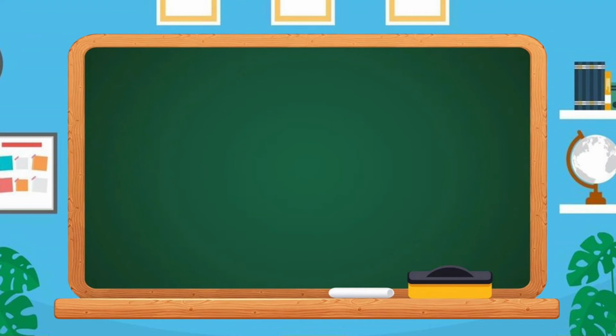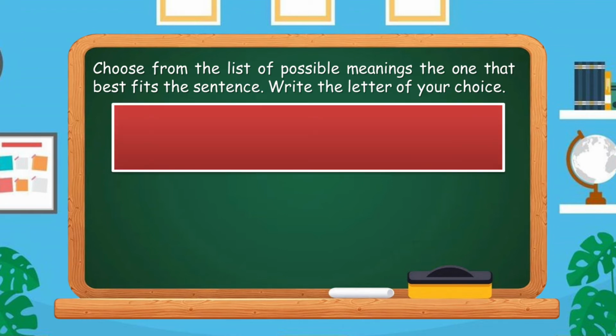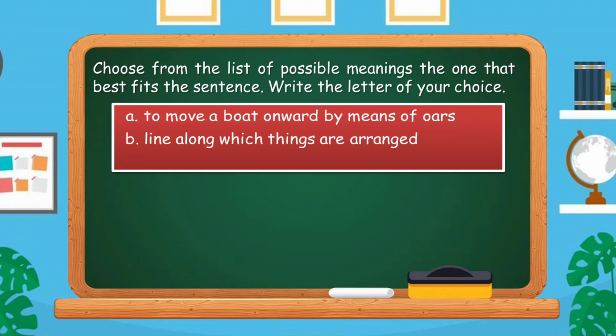Listen carefully to the direction. How is the underlined word used in each sentence? Choose from the list of possible meanings the one that best fits the sentence. Write the letter of your choice. For items 1, 2, 3, the choices are A. To move a boat onward by means of oars. B. Line along which things are arranged. C. A succession without a break in time.